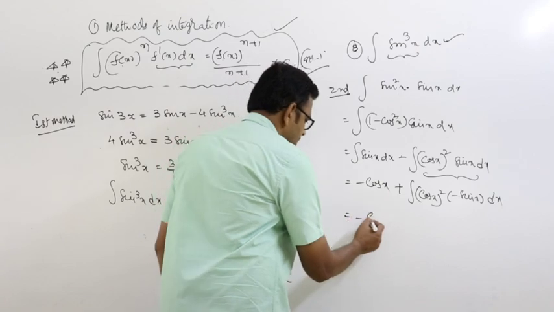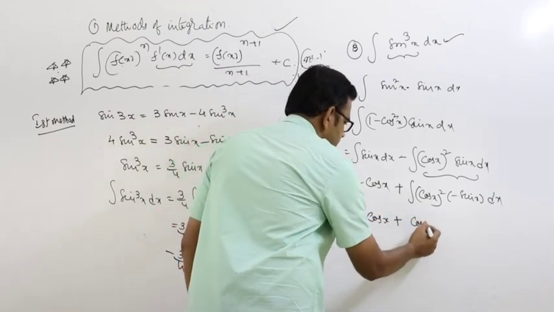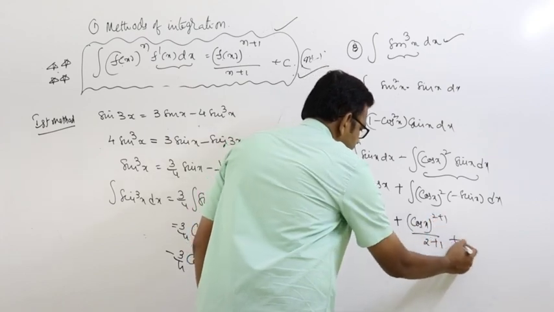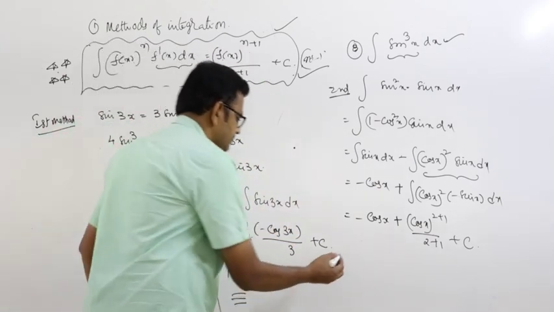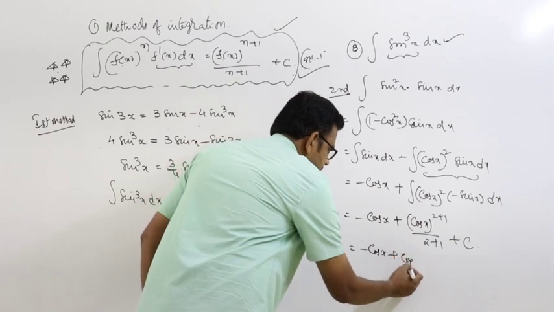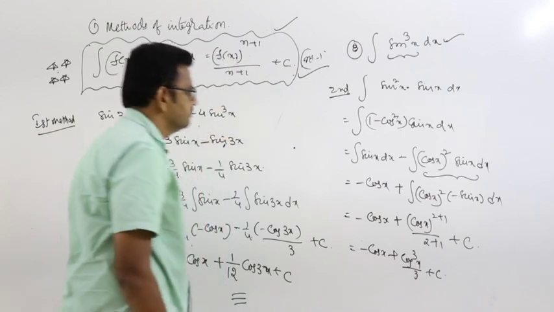That is equal to minus cos x plus cos x whole power 2 plus 1 by 2 plus 1 plus c. So, this is also one answer. This is minus cos x plus cos cube x by 3 plus c.